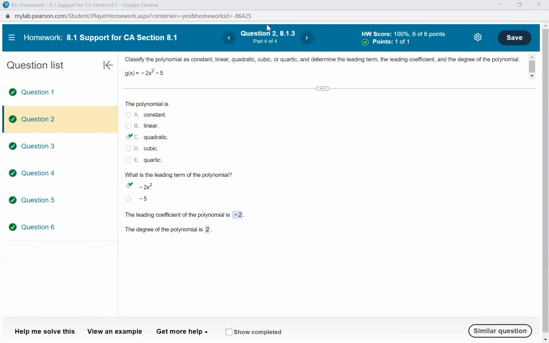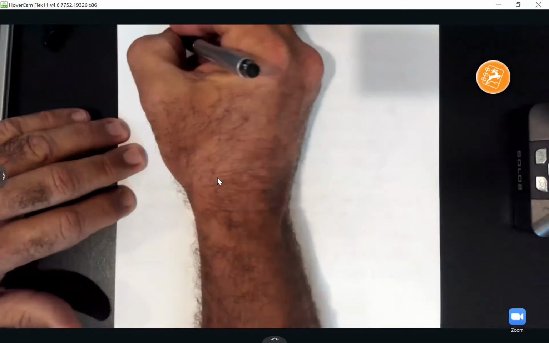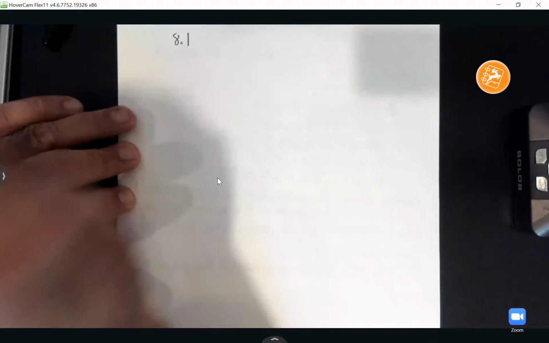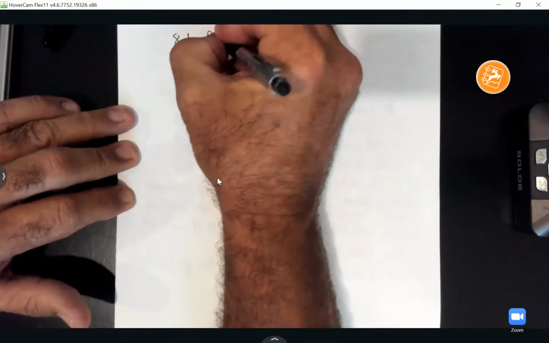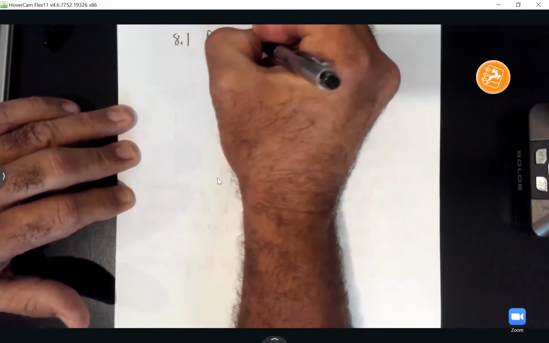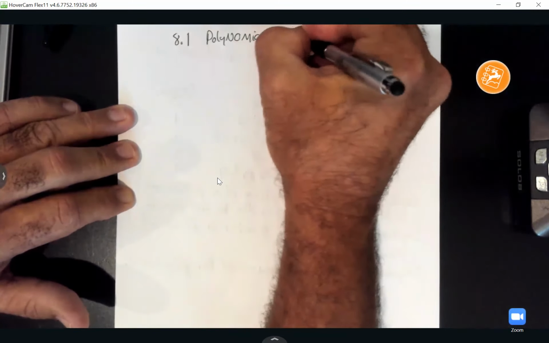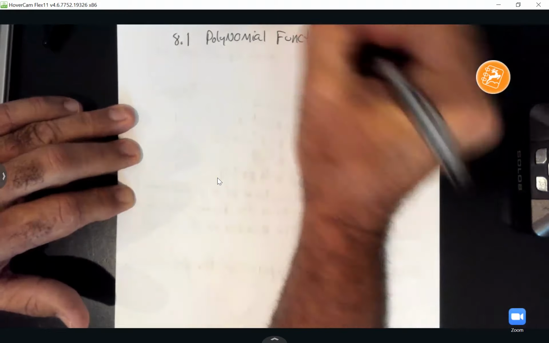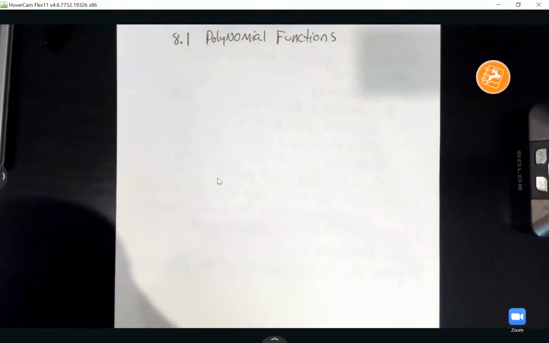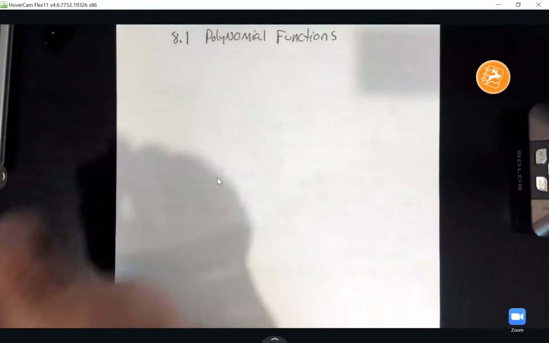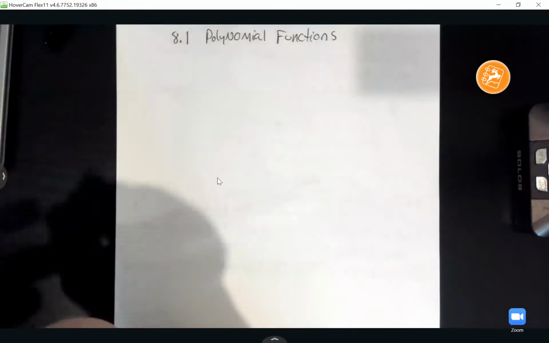Okay. So now we're going to get into the college algebra portion of the day. So today we're looking at 8.1, and it deals with polynomial functions. So we're going to start with talking about the end behavior of a graph.